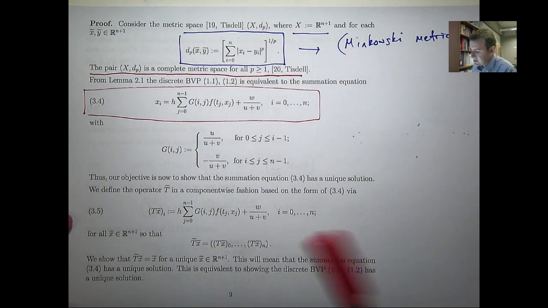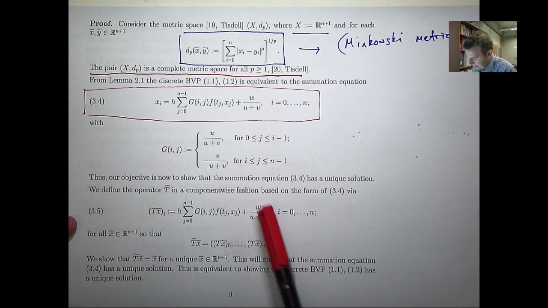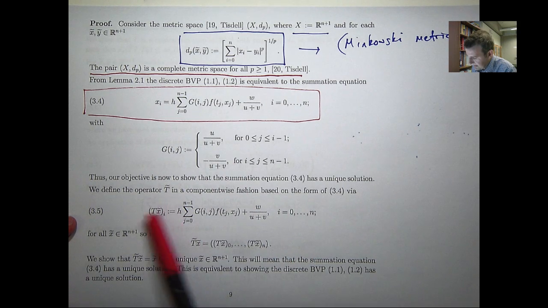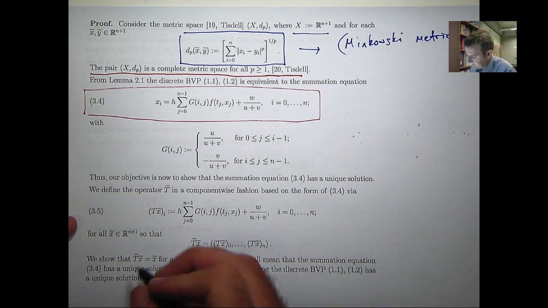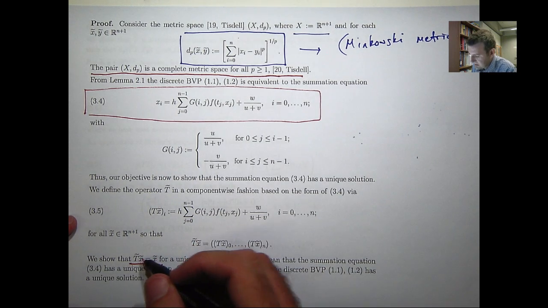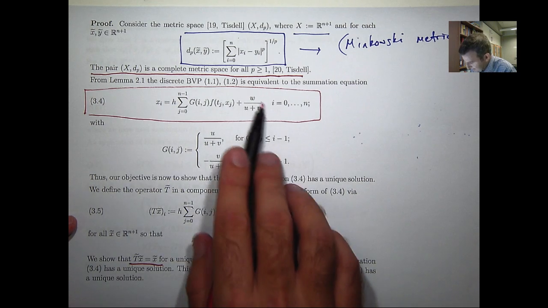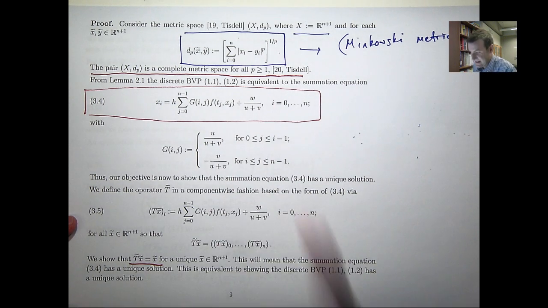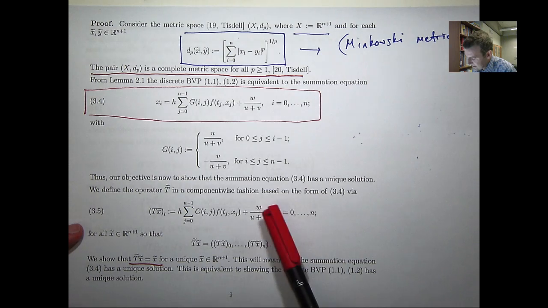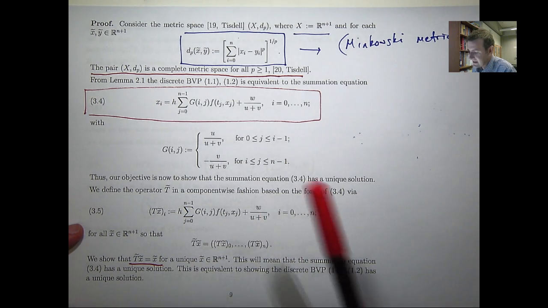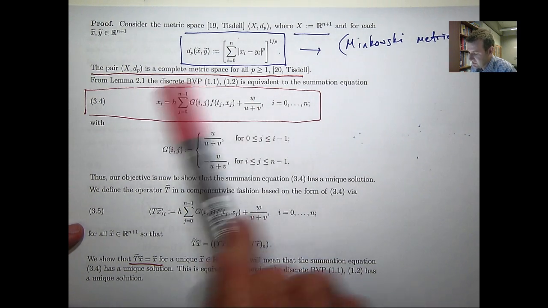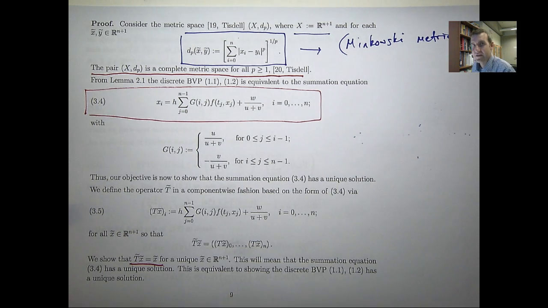Okay, so what you can see hopefully now is that if this has a fixed point, if T tilde x tilde equals x tilde, then this is the same as that. So if we can show that there is an x tilde that satisfies this, then that's equivalent to that problem, which is equivalent to our original discrete BVP. So that's got to have a solution.